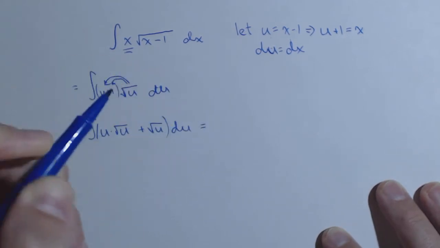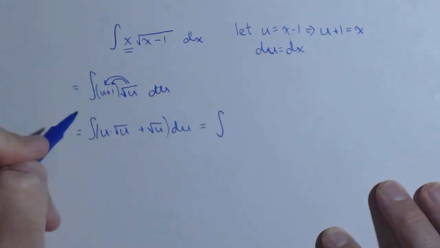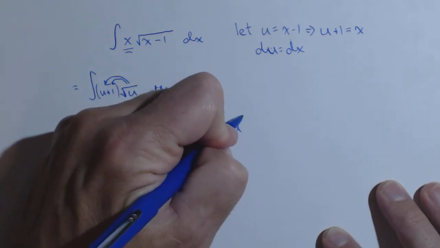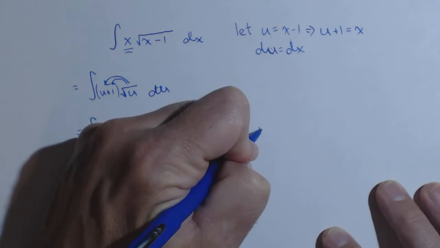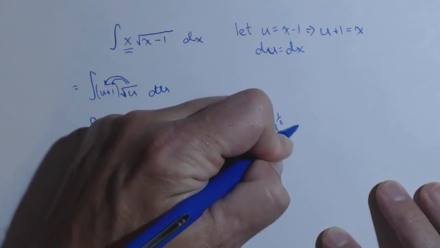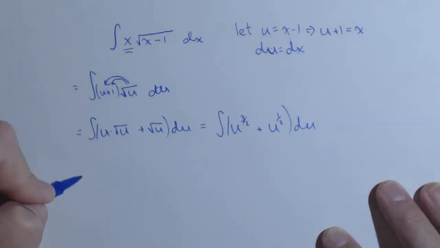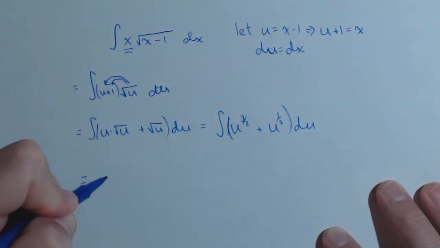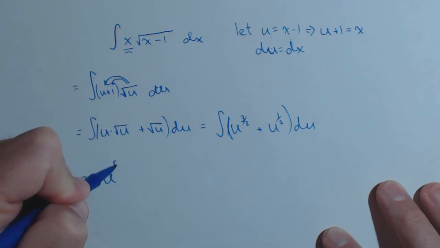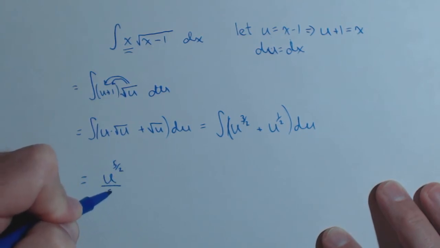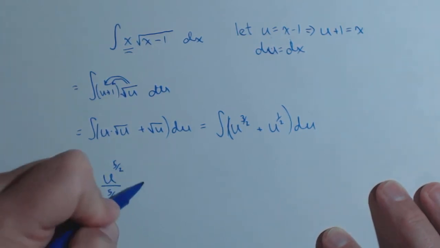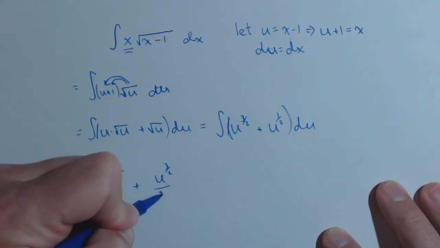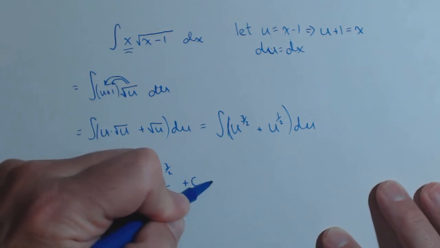And let's go ahead and write those as power functions. So that's u to the 1 times u to the 1/2. That's going to be u to the 3/2 plus u to the 1/2 du. And now we can do the antiderivative piece by piece. So reversing the power rule, we're going to increase the power by 1, so u to the 5/2 and divide by the new power, divided by 5/2. Plus u to the 3/2 divided by 3/2 plus c.